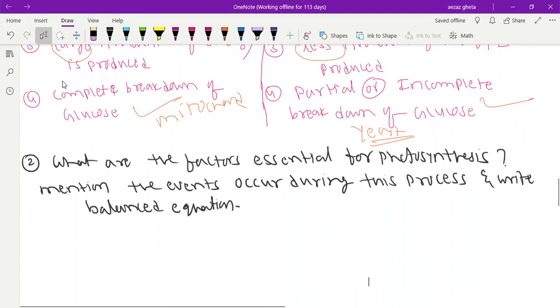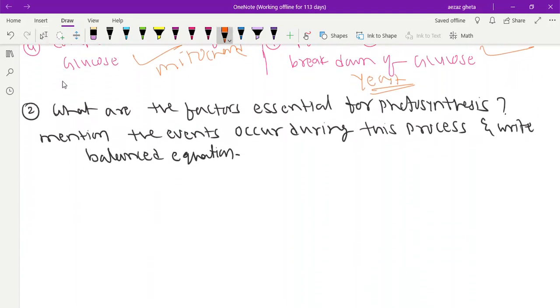Next question. What are the factors essential for photosynthesis? There are factors which are required for photosynthesis. What do you need? You need carbon dioxide, you need water, you need sunlight. Correct or no? So these are the factors. You also need chlorophyll, you can say. So these are the factors which are essential for photosynthesis.